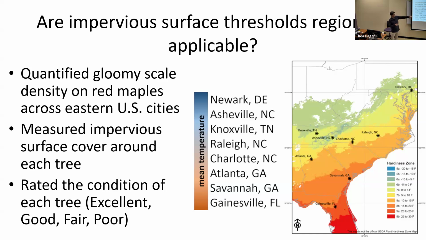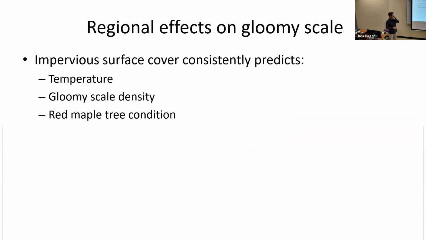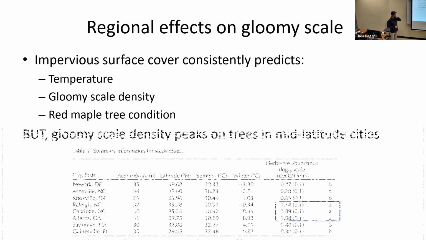But so we went to each of these cities, used their tree inventory data to quantify gloomy scale densities, measure pavement around the trees, and then look at these condition ratings. And what we find is that impervious surface is still a good predictor of temperature in the trees, scale densities, and tree condition. But scale insects don't respond as uniformly across that latitudinal gradient.